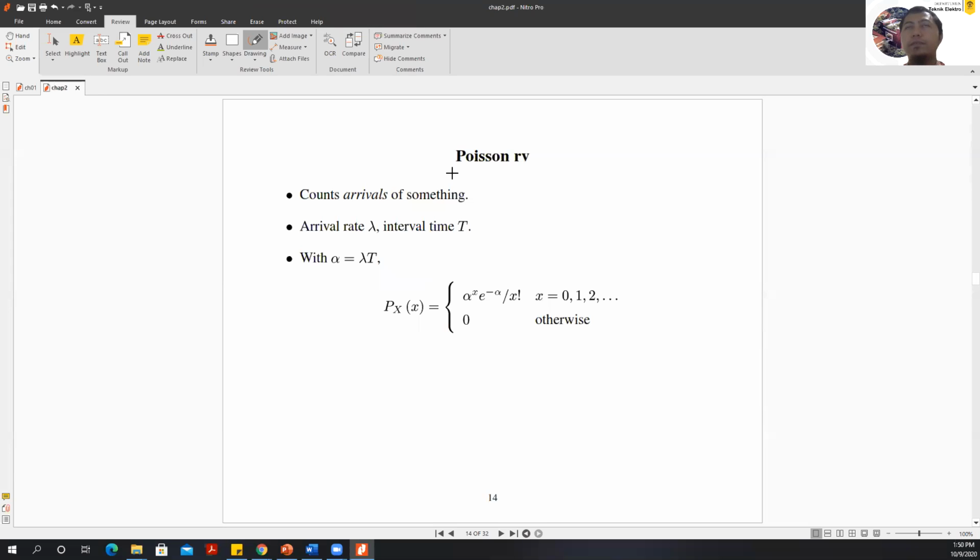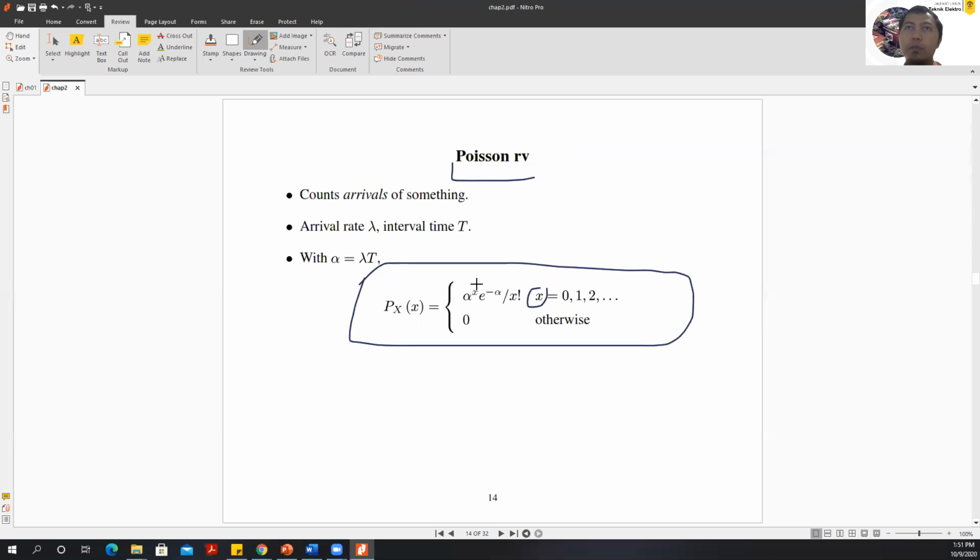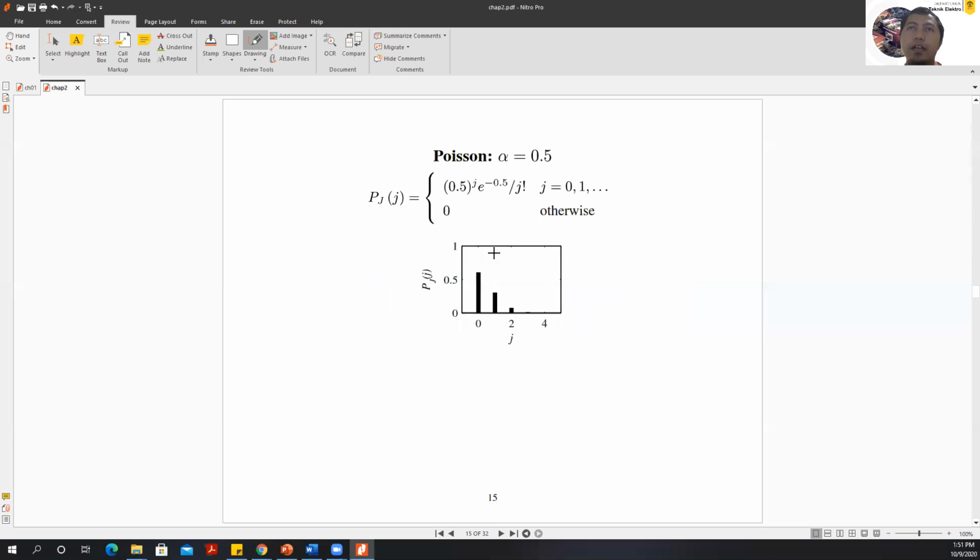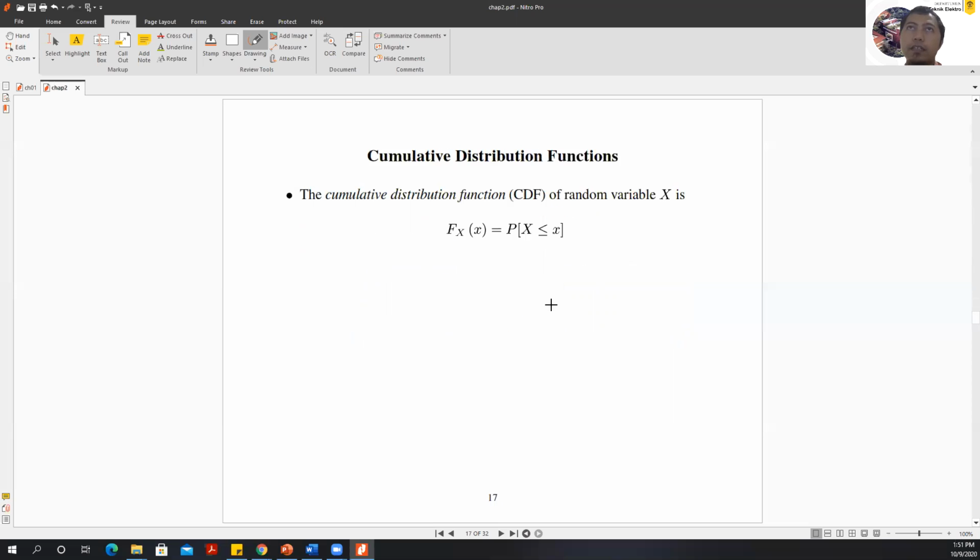Also the Poisson distribution, a random variable we can express mathematically like this. The random variable is x, and the probability is given by this expression: a constant alpha to the power x, and e to the power minus alpha, divided by x factorial.